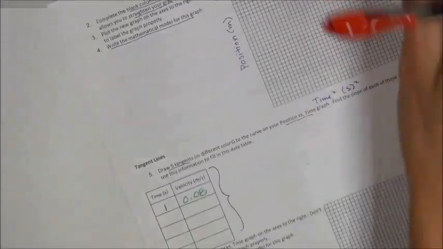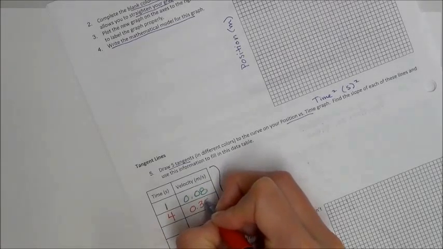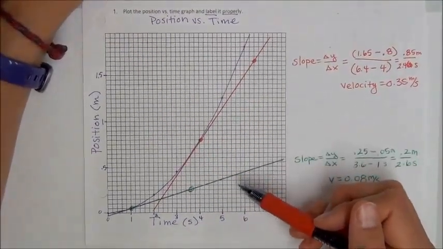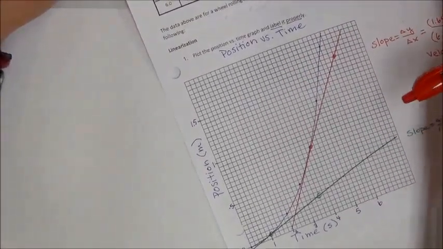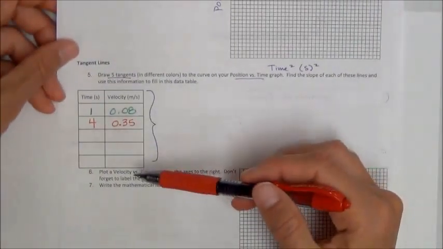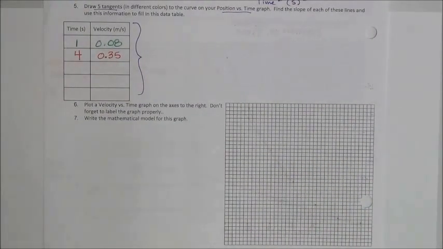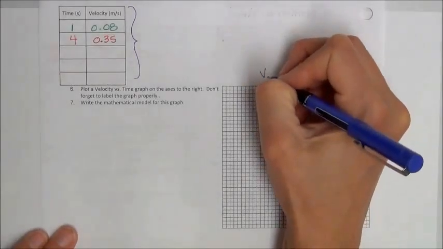So I go back to my data table and I put 4 and 0.35. I'm going to do that 5 different times. So you'll have 5 different tangent lines on your graph, and you'll have 5 different slope calculations. Once you do that, you will have a velocity versus time graph, or velocity versus time data table. And then on this thing right here, we're going to make a velocity versus time graph.